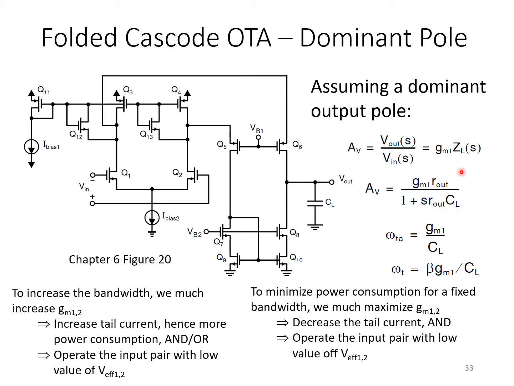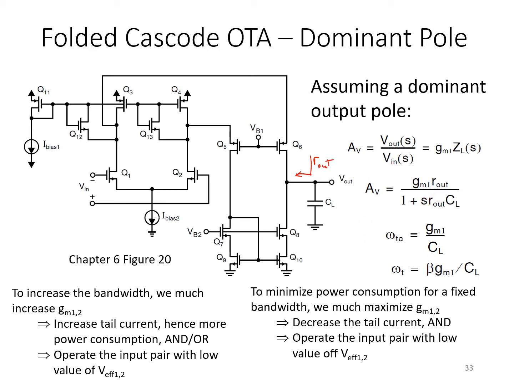Here's the result of the first order approximation. You've got the DC gain in the numerator, which is gm1 times Rout, being the overall output resistance of the whole thing, and gm1, of course, being the small signal transconductance of the input pair transistors. The single pole arises at 1 over the output time constant, so we've got this term s Rout CL in the denominator here.